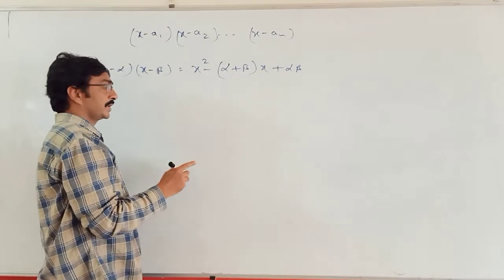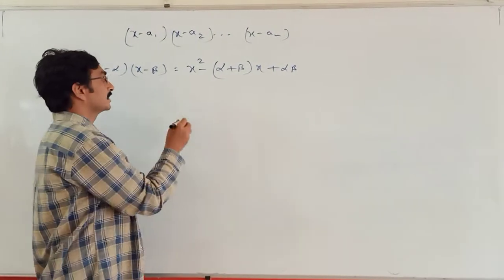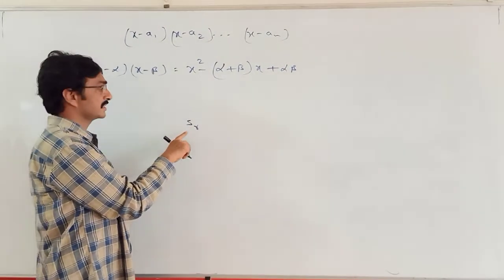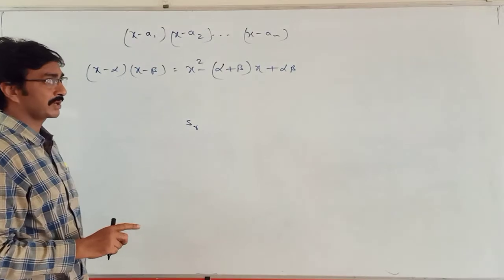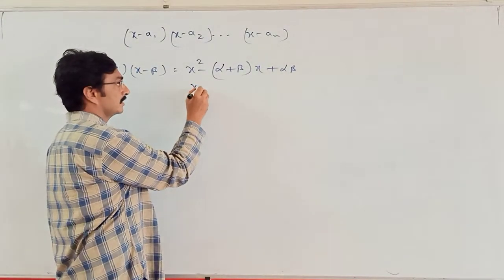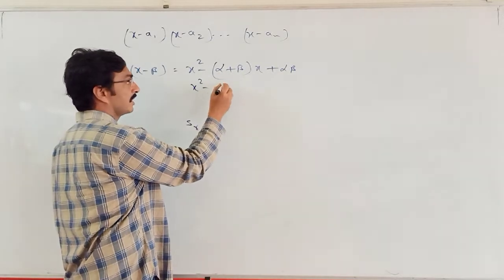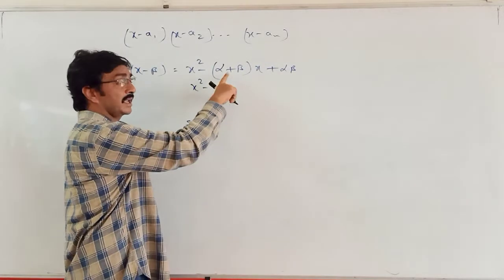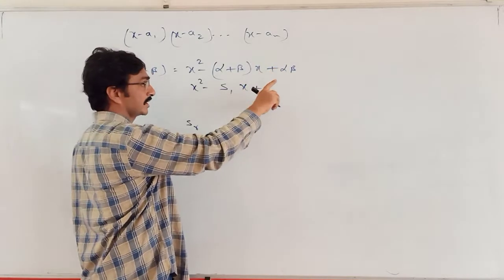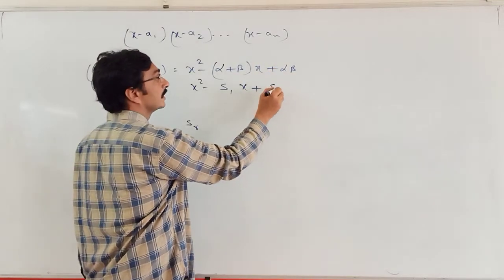So all of you know the notations S1, S2, S3 and so on. Small sr denotes the sum of the products of the roots taking r at a time. So from that, this is the sum of the roots, S1, taking 1 at a time, plus this is the product of the two roots, so S2.